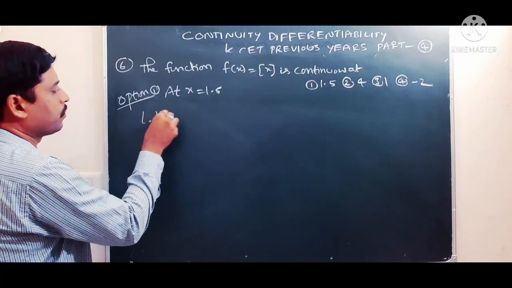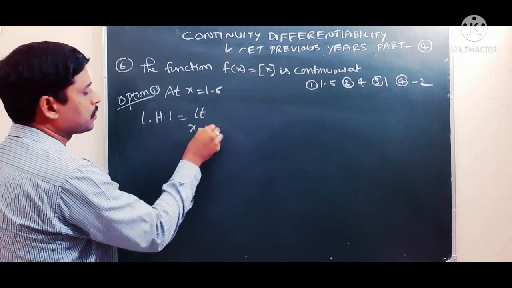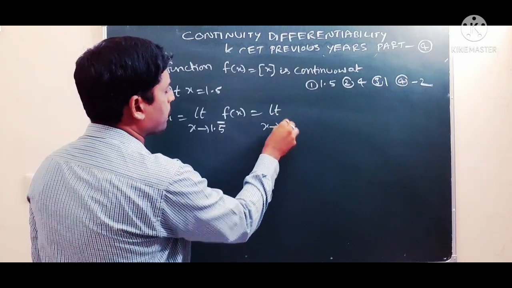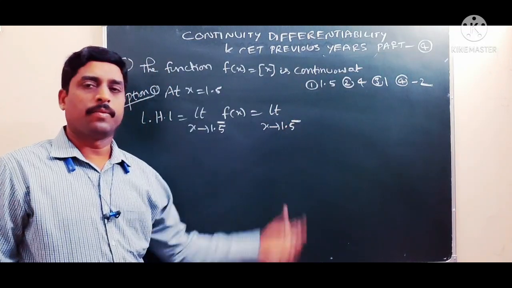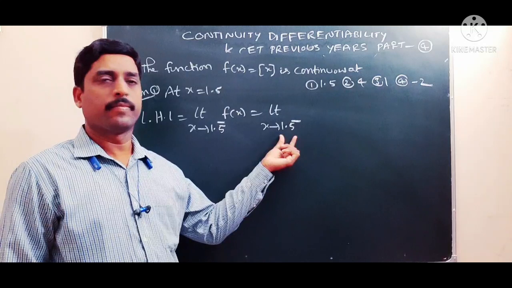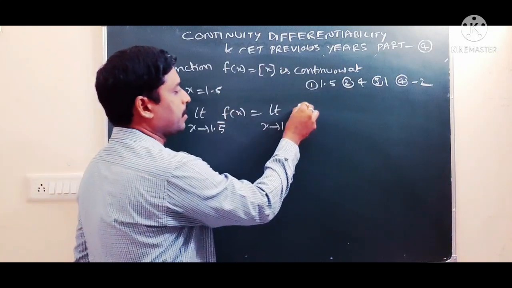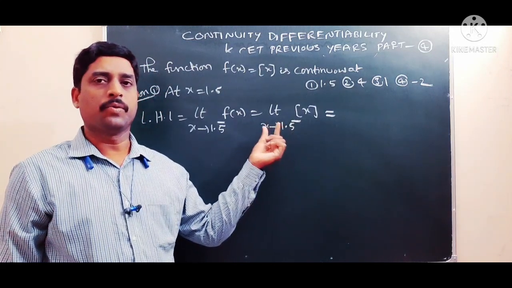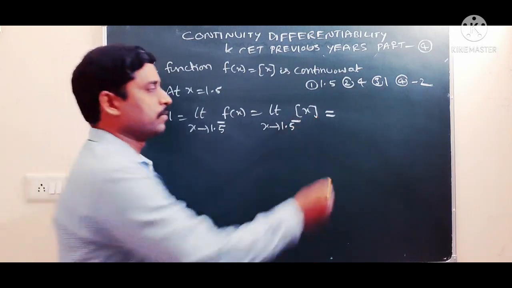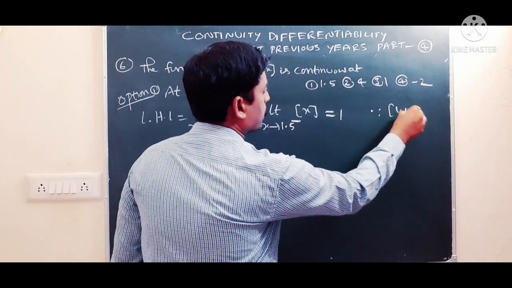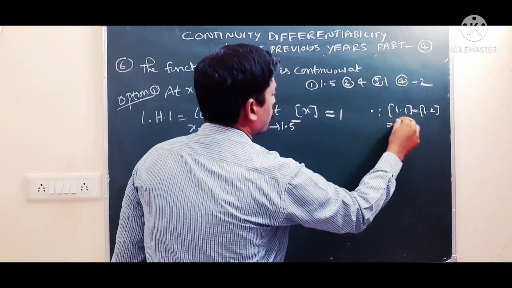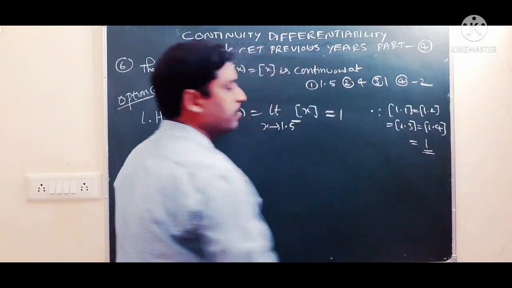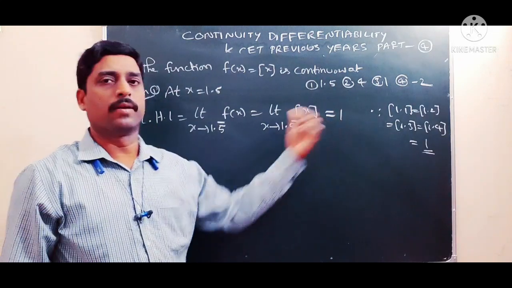Now we have to find the left hand limit. This formula: limit x tends to 1.5 minus f of x. So below 1.5, less than 1.5, where f of x value is the integral part of x. So less than 1.5, between 1 to 1.5, the integral part of x value is 1, like 1.1, 1.2, 1.3, 1.4, these all values are equal to 1. So this will be 1.